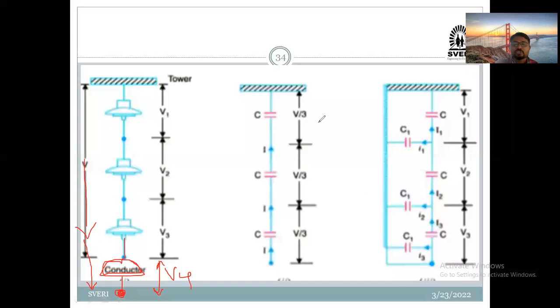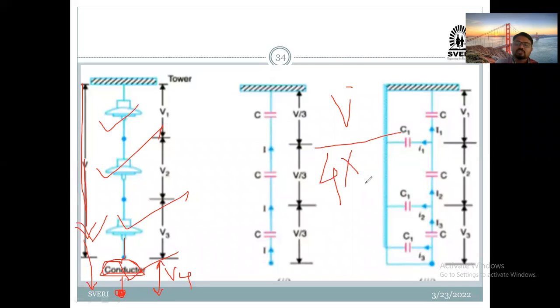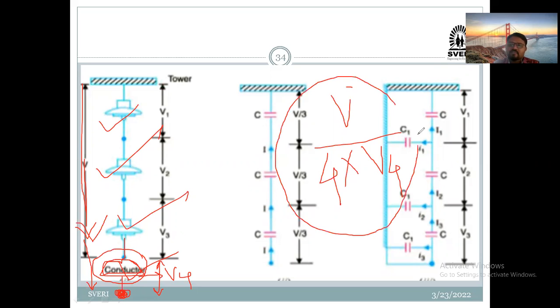The voltage across the whole string, that is nothing but capital V, divided by the number of discs. How many discs are here? One, two, three, four. How many discs are there? Four, into the voltage across the disc which is nearest to the conductor. If my conductor is here, which disc is nearest to the conductor? This fourth disc. And what is the voltage across this disc? That is V4. So what is my formula for string efficiency if I have four insulator discs? It is the total voltage V divided by four into V4. Got it everyone?